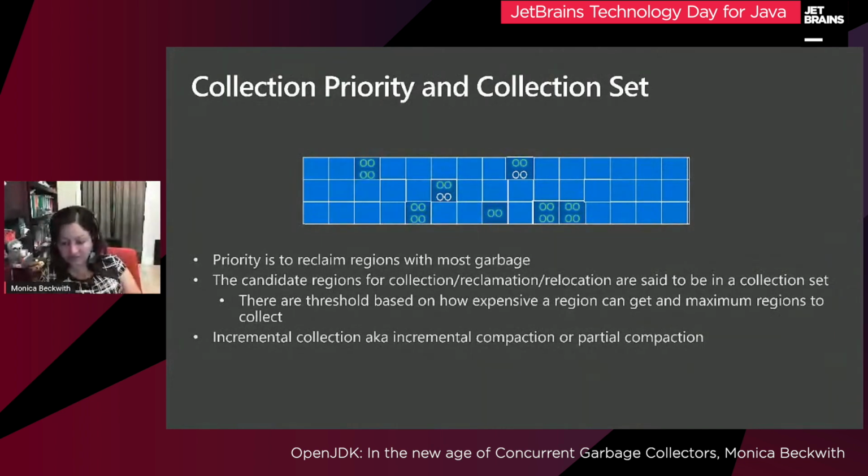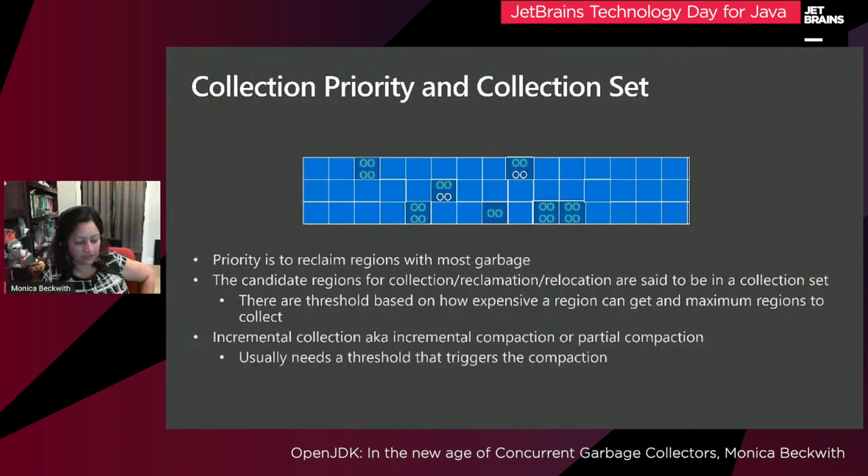This renders itself very suitable for something called incremental collection. So we do not always have to collect the entire heap or the entire generation. We can do it incrementally so that we are pause time sensitive. And this concept of incremental compaction, or people call it partial compaction, or incremental collection, is true for G1, Shenandoah, and ZGC.